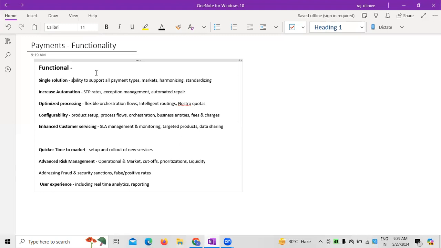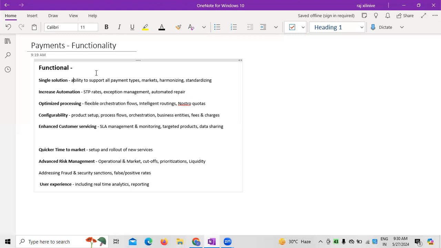Next, quicker time to market means creating a functionality for the customer in such a way that they are in a position to set up and roll out new services, because new services will keep on coming into the market, right? Depending on the market needs, the customer might require adding some new services to the existing repository they are maintaining. This is where quicker time to market comes into the picture.